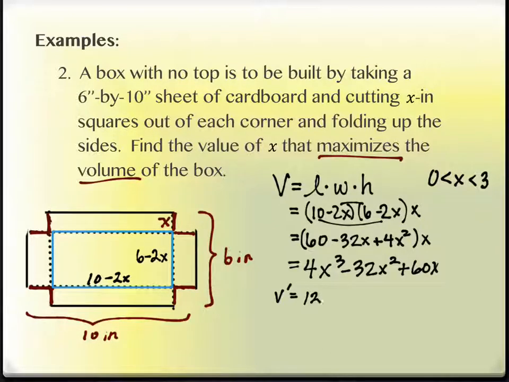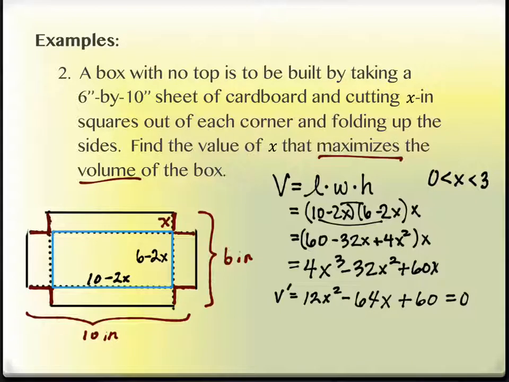12x squared minus 32. It's actually minus 64x. Wait, hold on. What have I done? Did you distribute your x through to get 32x squared? Yeah. Okay. And then what am I missing? Plus the 60. Good. And then we're going to set it equal to 0.